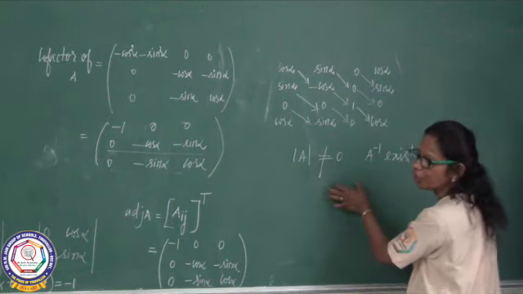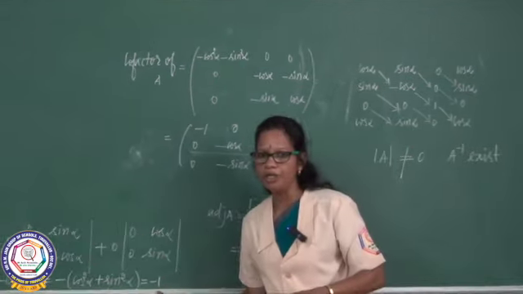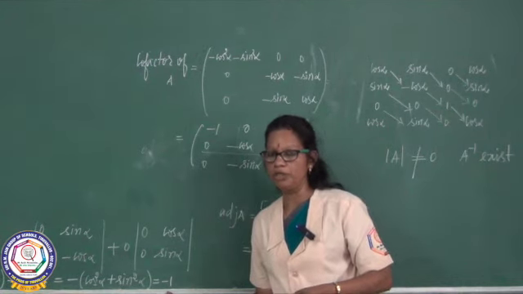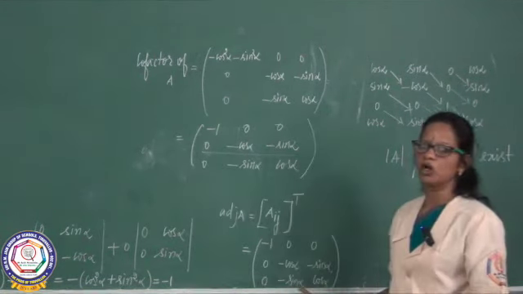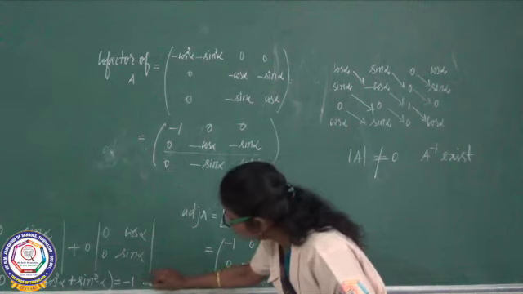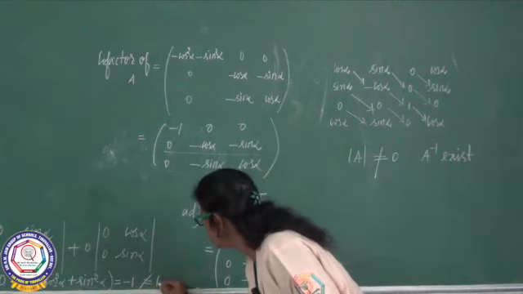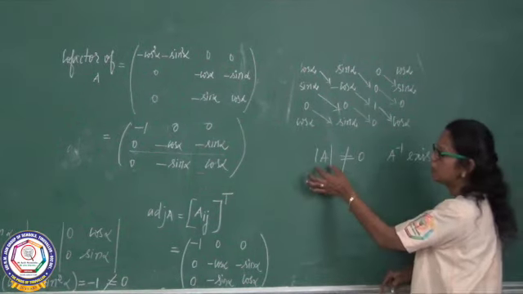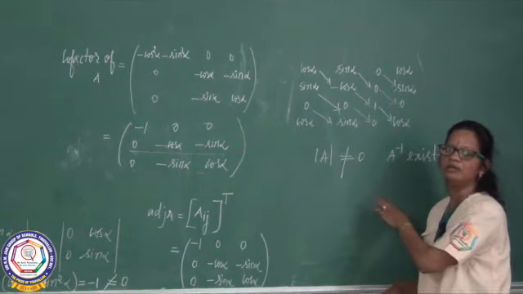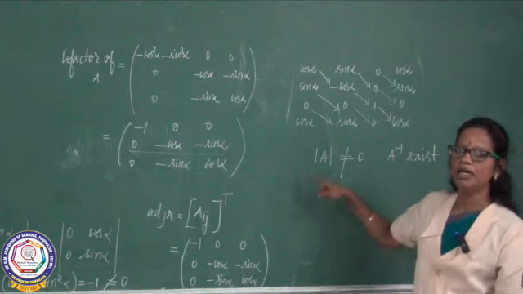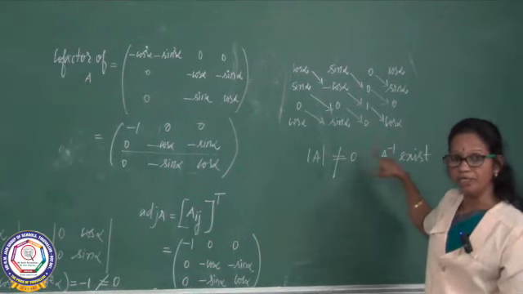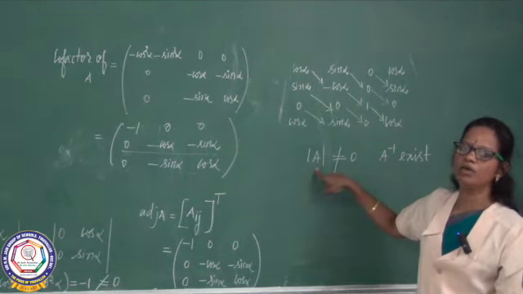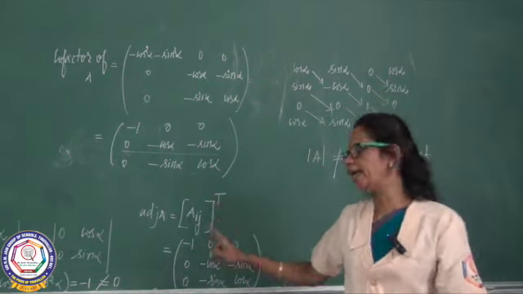Determinant A is not equal to 0. Here we arrived that determinant A is not equal to minus 1, so it is not equal to 0. That means A inverse exists. If determinant A equals 0, A inverse does not exist. If determinant A is not equal to 0, A inverse exists.